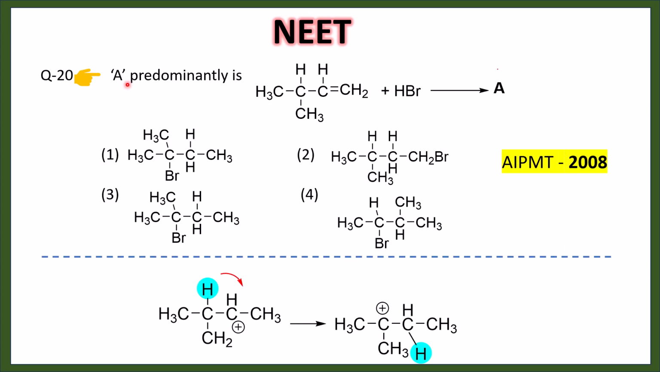Question number 20. A is predominantly formed in these reactions. Here we have to find the options. This is an unsymmetrical alkene, HBr addition, Markovnikov products generally formed. This side the stable carbocation is formed, but here a hydride shift happens, so this carbon becomes the most stable carbocation, 3 degree. That's why here bromide addition happens, and the product is this one.